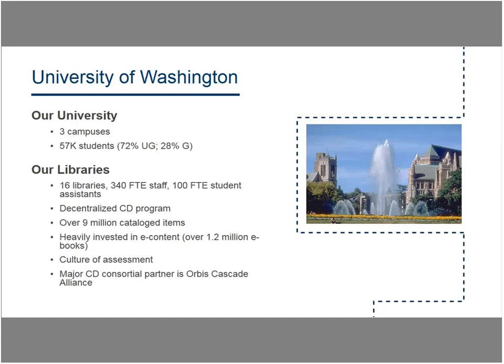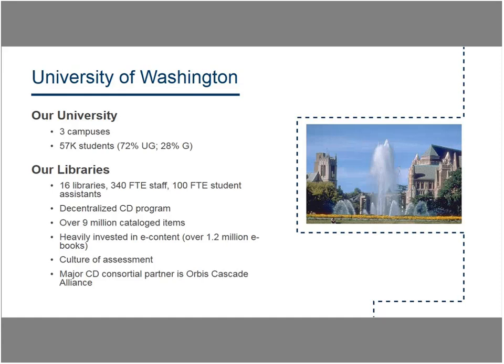We have a large collection of over 9 million cataloged items. We've been heavily invested in e-content for some time, and like Berkeley, we have over 1.2 million e-books, which we acquire in a variety of ways. I'll talk about that more later. We've had a long-standing culture of assessment here at the university libraries, and try to integrate that into our collection development decision-making.